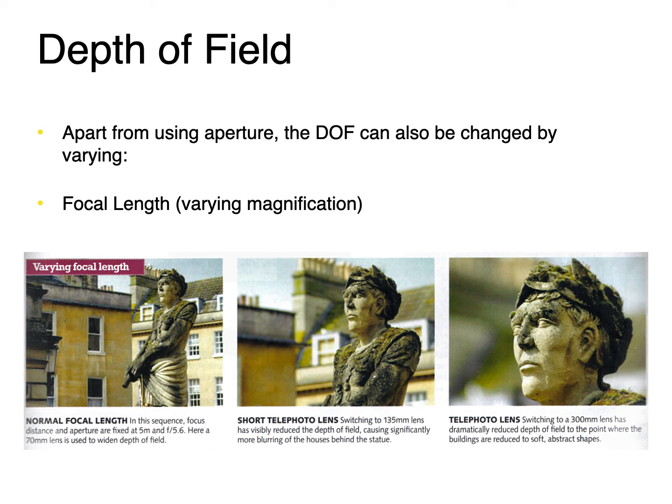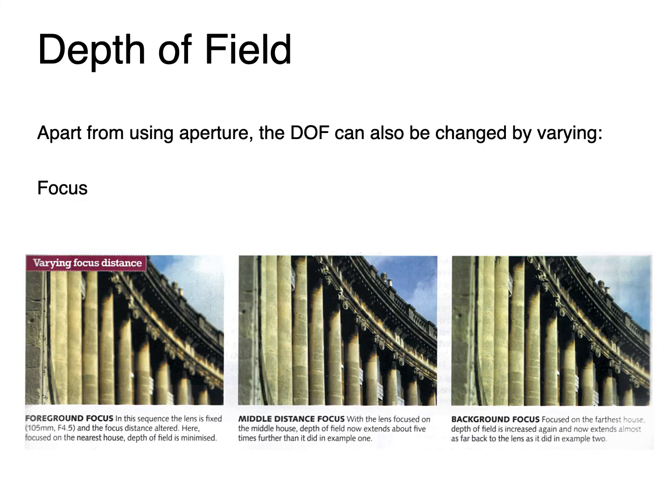Switching to a 300 millimeter lens reduces the depth of field to the point where the buildings are reduced to soft abstract shapes. Okay, so apart from using aperture, one more thing, the focus, will also help you to achieve the depth of field that you want.